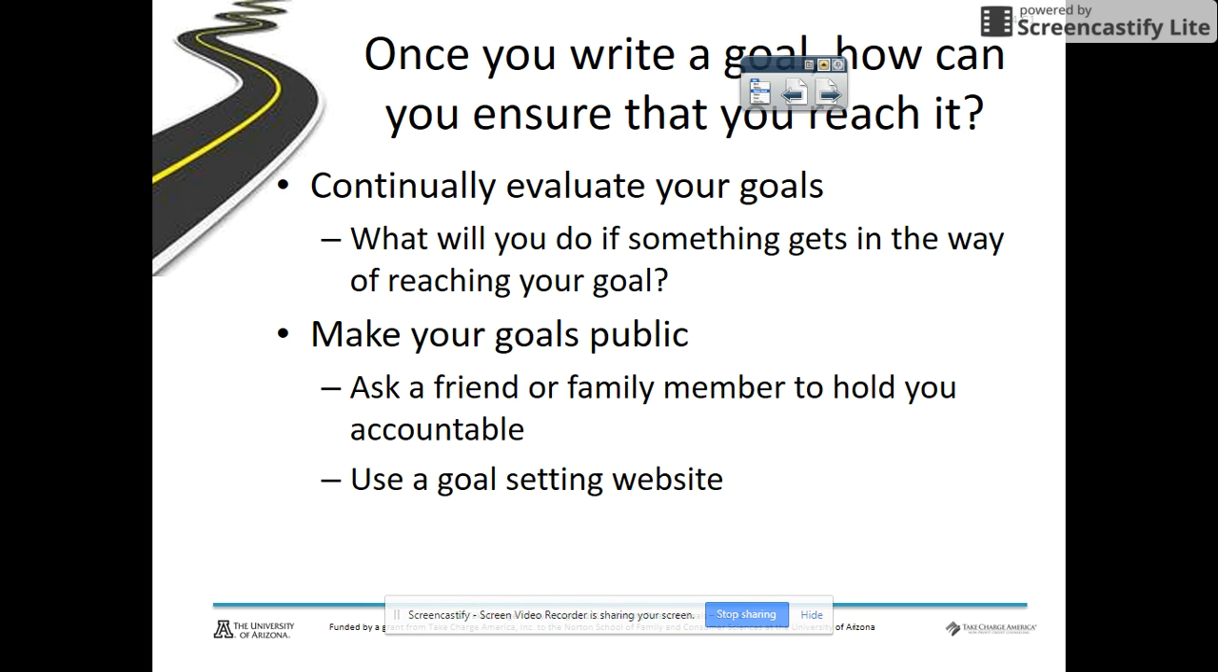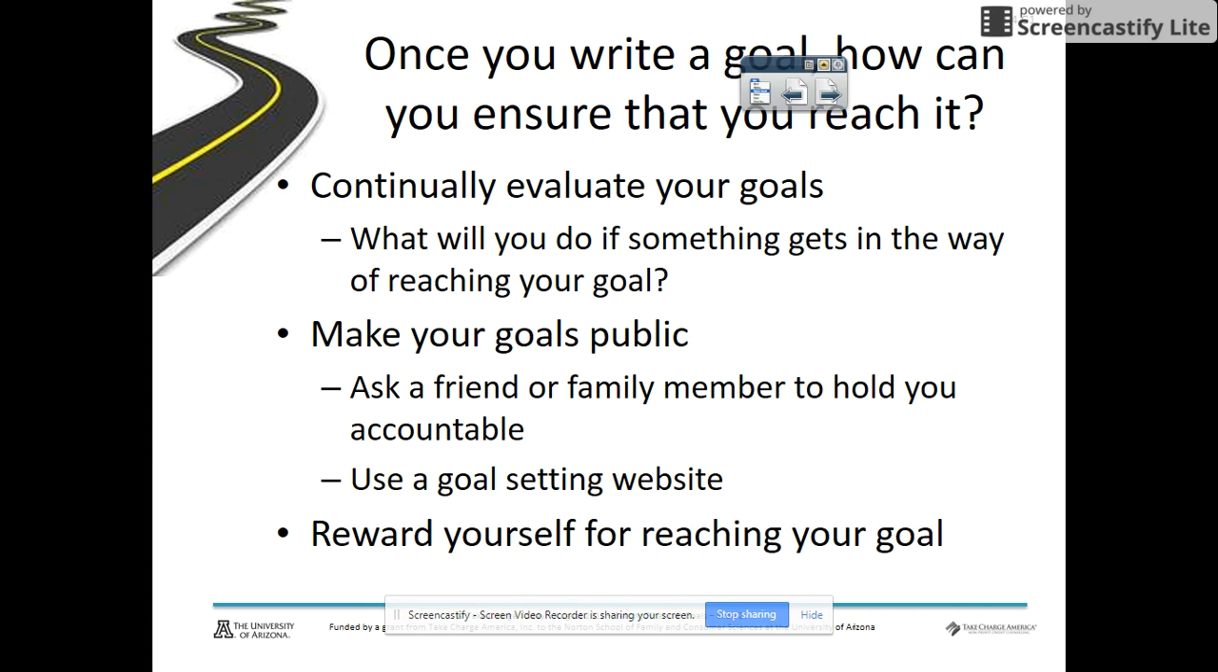Another way is to make your goals public. Ask a friend or family member to hold you accountable, to check in with you. Hey, how you doing with that, saving money for that car, that computer? Use a goal-setting website. That's another option. Also, reward yourself once you finally do reach your goal.